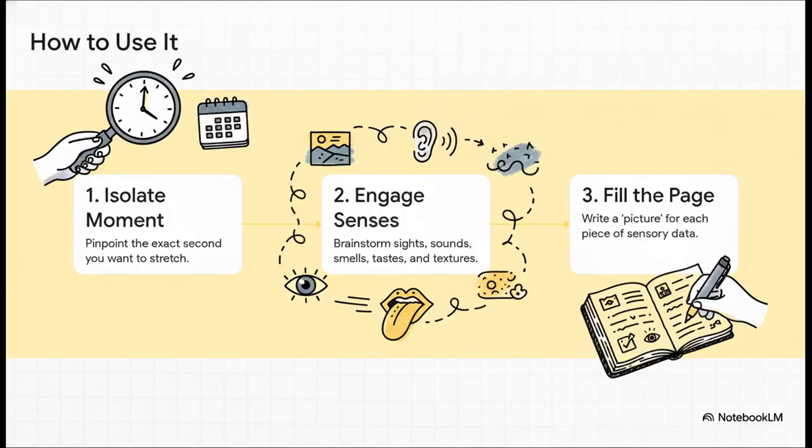And the process is really straightforward. First, you isolate that one crucial second you want to stretch. Step 2, you engage all the senses. Brainstorm everything the character is seeing, hearing, smelling, feeling. And finally, and this part is key, you write a picture for each of those little details, using more words to physically fill up the page.